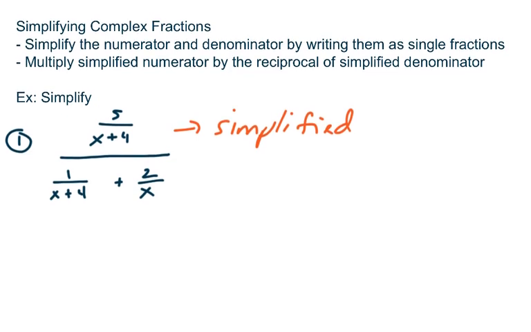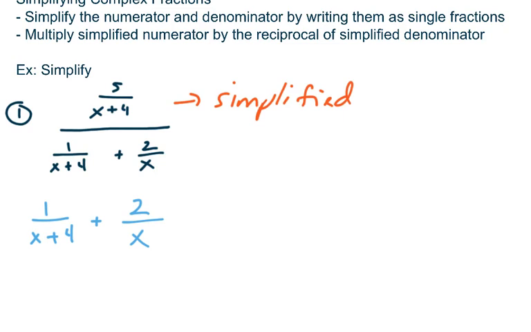So I'm going to rewrite the denominator down here in blue. We've got 1 over x plus 4 plus 2 over x. Now, think about what we did in the first video here. We need to find a common denominator. There are no common factors here. X plus 4 is a binomial of degree 1. It cannot be factored down any farther. X is a monomial. That can't be factored down any farther either. So really, the least common multiple, or the least common denominator, is going to be x times x plus 4.